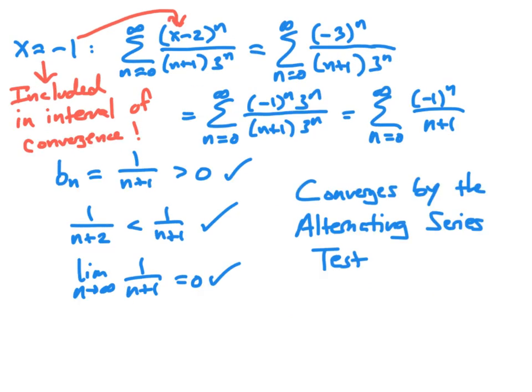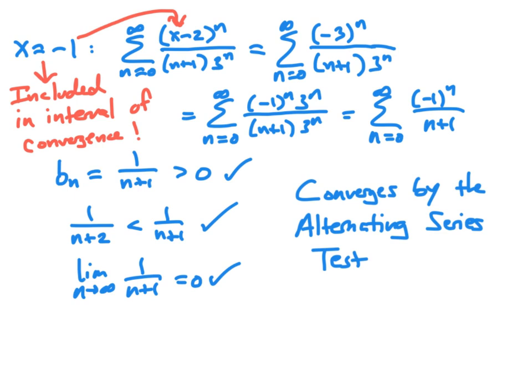When we substitute x equal -1 into our power series, we get in the numerator (-1 minus 2) to the n, which is (-3) to the n. We can write (-3) to the n as (-1) to the n times 3 to the n, and the 3 to the n's then cancel, and this leaves us with the series from n equals 0 to infinity of (-1) to the n over n plus 1. Since we have a (-1) to the n in our term for our series, this is an alternating series, and so we can try to apply the alternating series test to determine whether this converges.